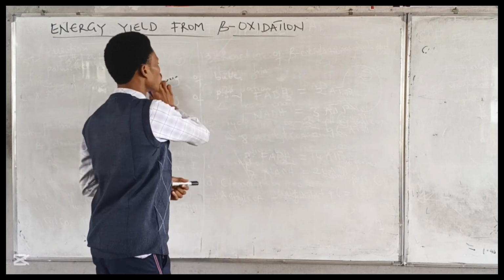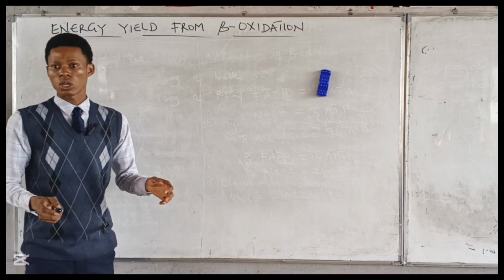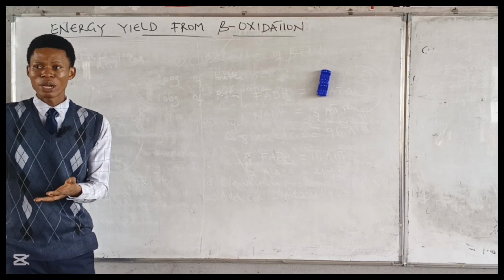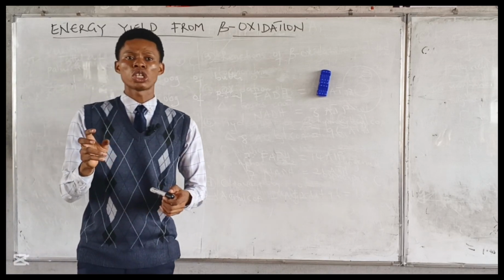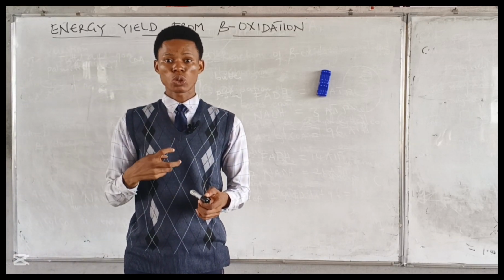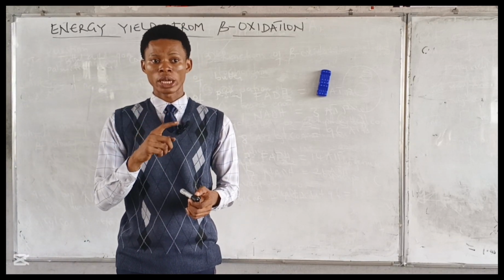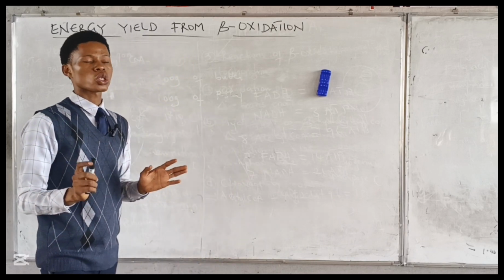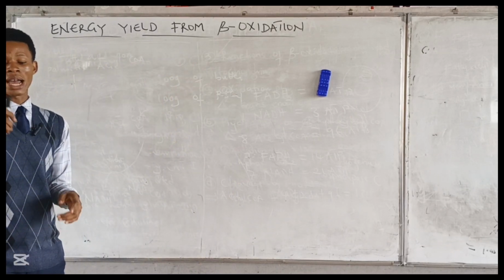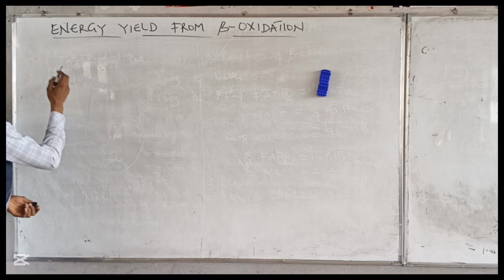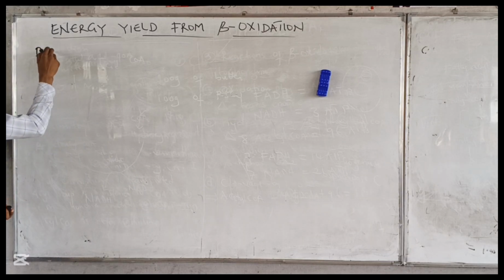We've seen that beta oxidation is the process of breakdown of what? Fatty acid, right? Breakdown of fatty acid. And we say this beta oxidation takes place where? In the mitochondria. But the first step takes place where? Cytosol. Now, to illustrate this, I'll use one fatty acid. Let's start with palmitic acid.